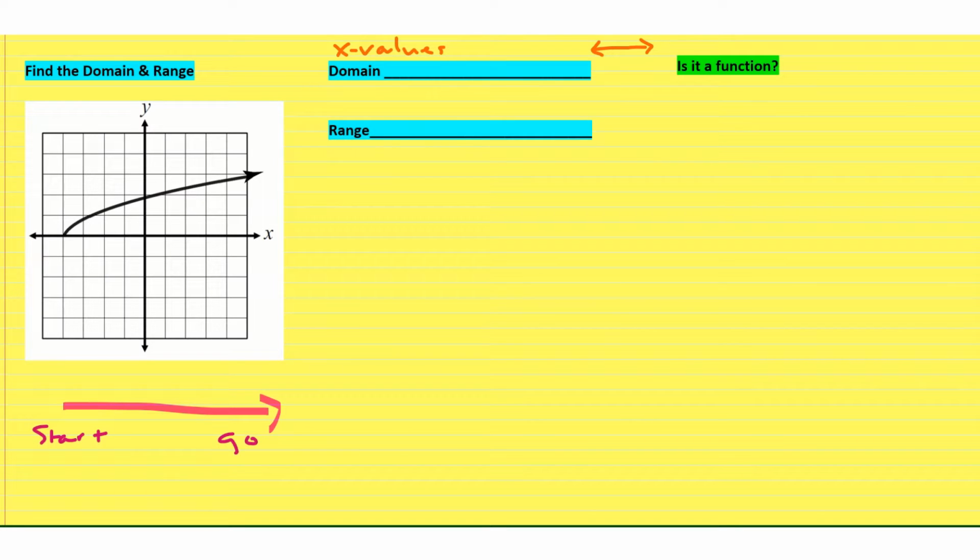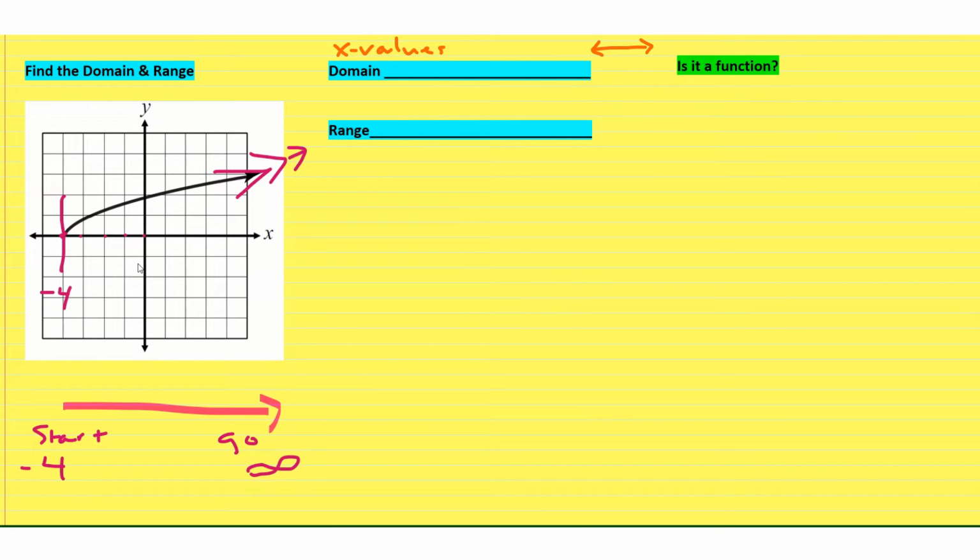Okay, so it starts right here at this point. So that is going to be at the point, there's 0, -1, -2, -3, -4. So it starts at -4. And where does it go to? Well, this arrow indicates that it continues. So what is going to be over here? This is going to be positive infinity. So it starts at -4 and it goes to positive infinity.